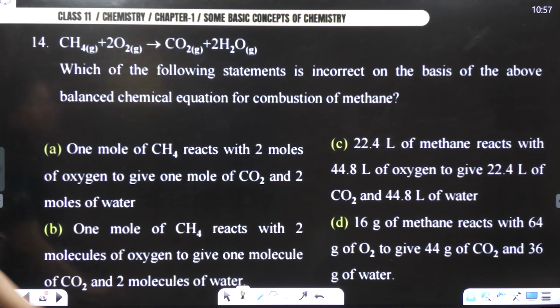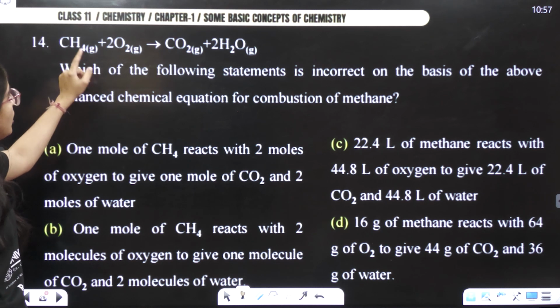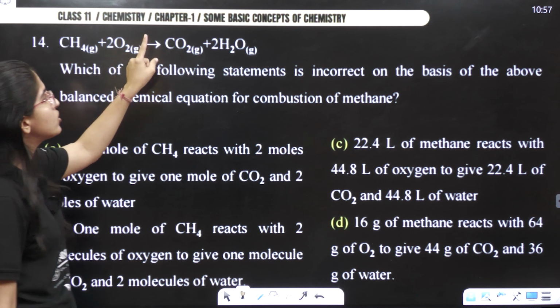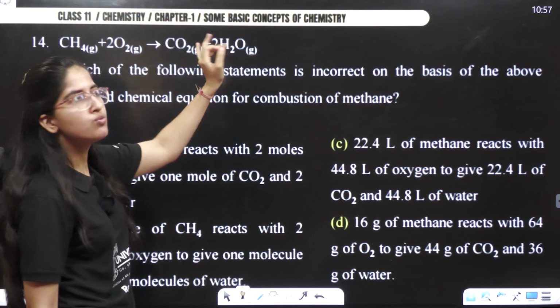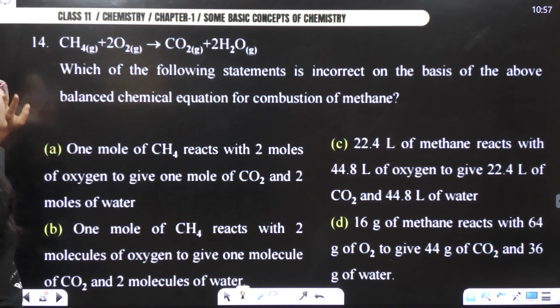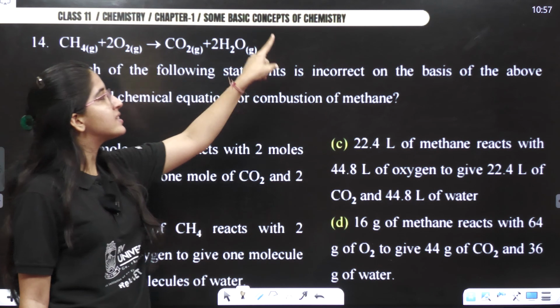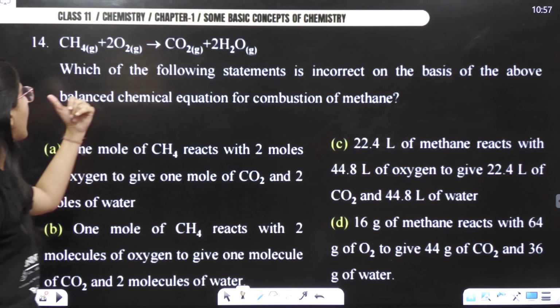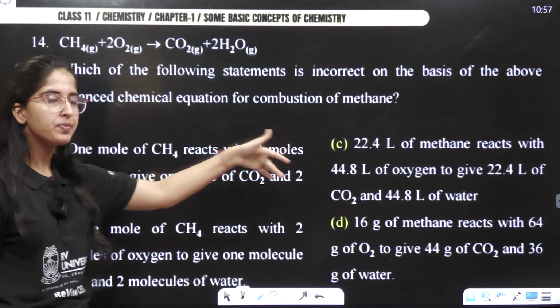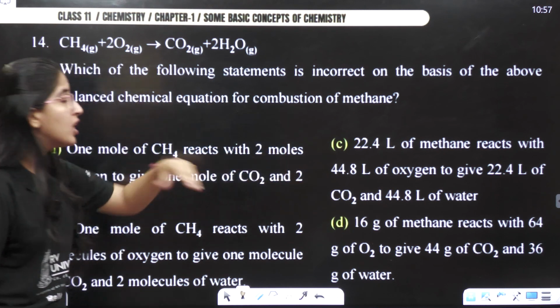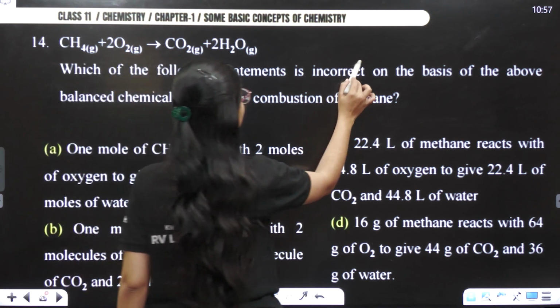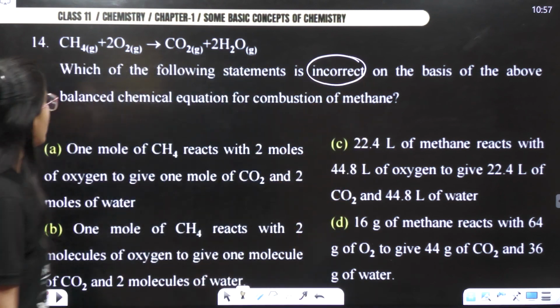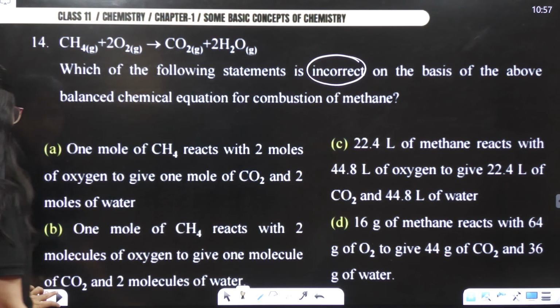Next. CH4 gas plus 2O2 gas give rise to CO2 gas and 2H2O gas. Everything is in gas given. Which of the following statements is incorrect on the basis of the above balanced chemical equation? So they have given 4 options. We have to identify which option is incorrect. So let us take this equation here.